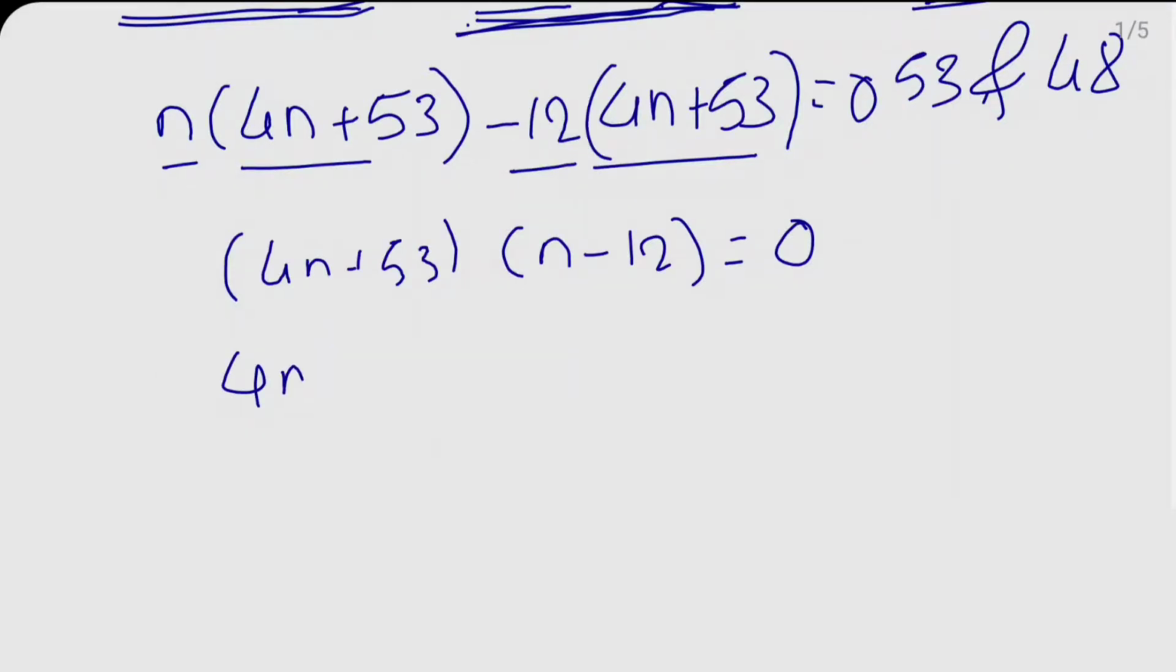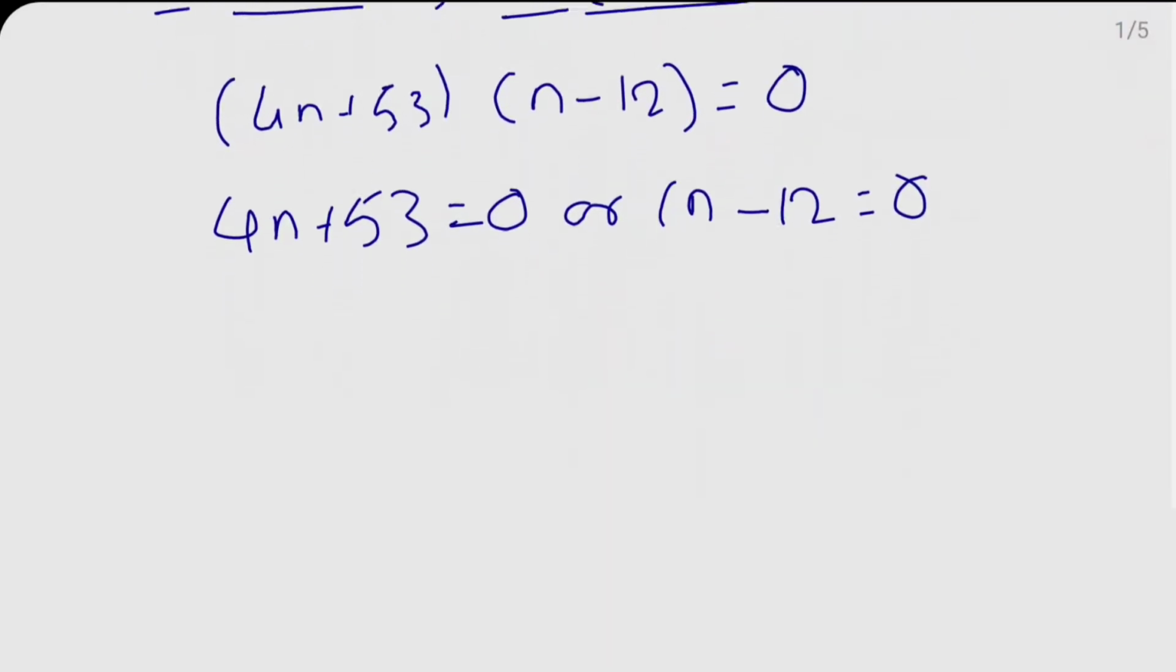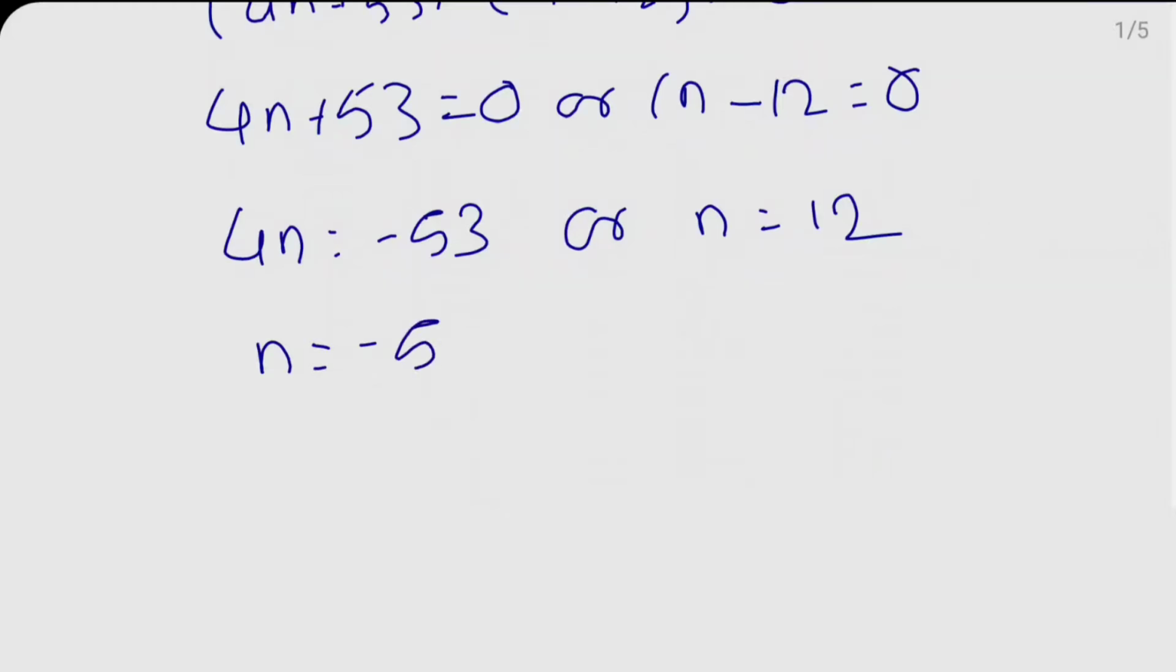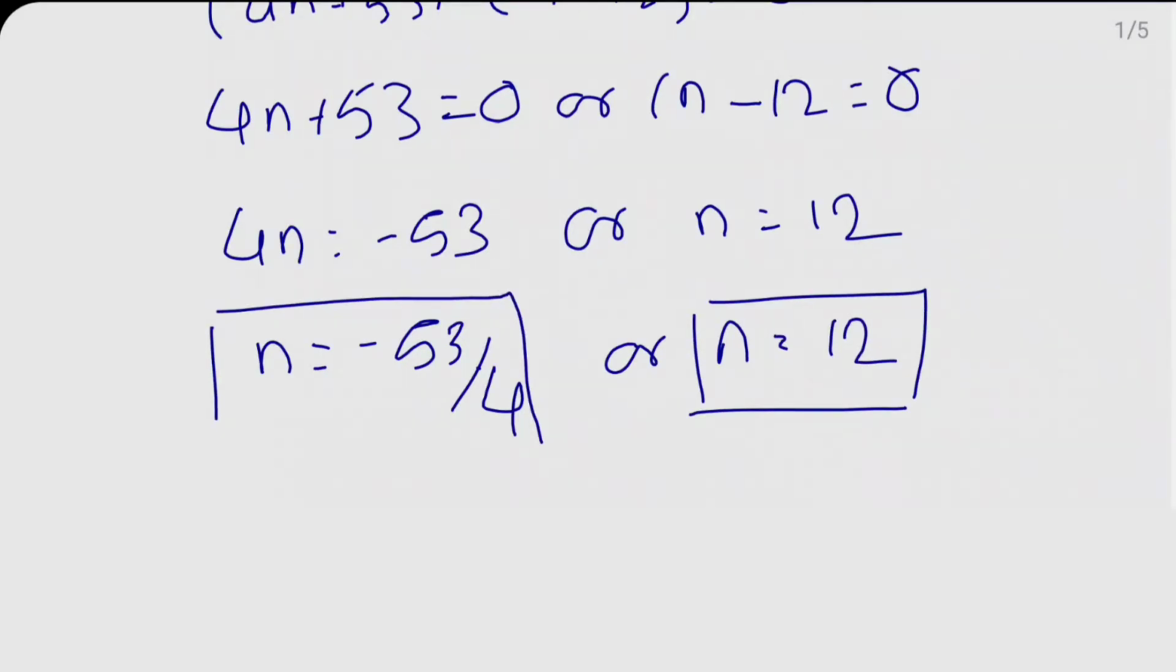So we can write 4n plus 53 equals 0 or n minus 12 equals 0. So here 4n equals minus 53 or n equals 12. So here n equals minus 53 by 4 or n equals 12. So here we have two values of n, but we know that n cannot be negative or a fraction. So here I will consider n as 12, right?